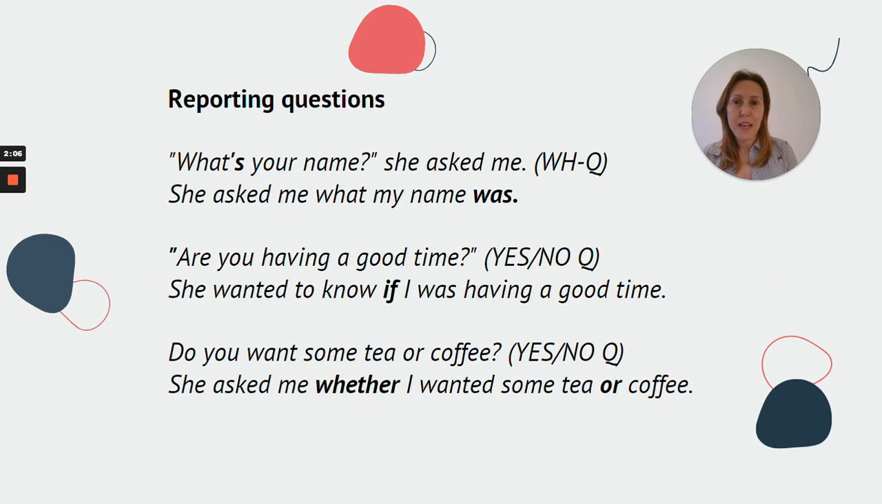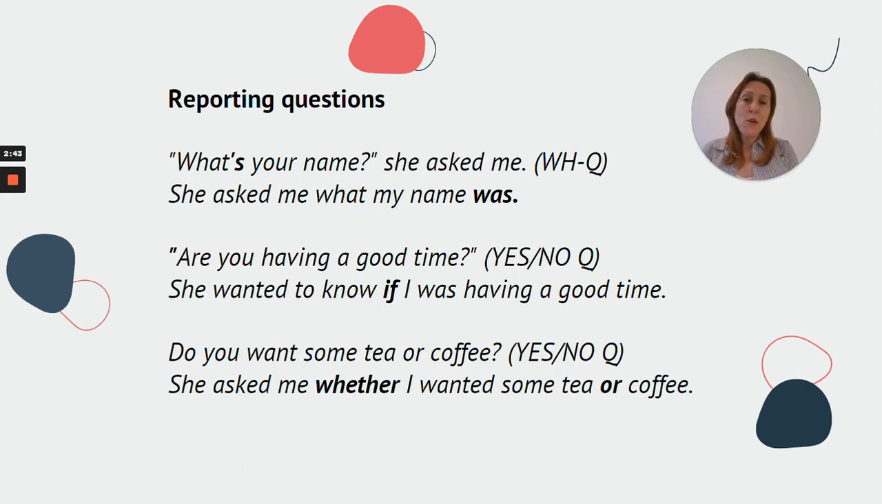Let's see. "What's your name?" She asked me. She asked me what my name was. So here we see word order that changes. Tense from present to past. What's your name changes to what my name was. The question mark disappears and also the inverted commas. And what kind of question is this? It's a WH question. "What's your name?" She asked me what my name was.